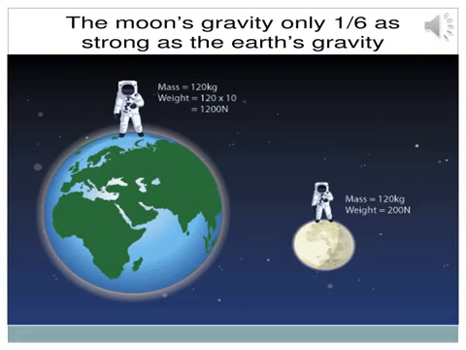When the same person is on the moon, what should be his weight? It will be equal to 1 by 6 of his weight on the earth, which is equal to 1 by 6 of 1200 Newton, which is equal to 200 Newton.